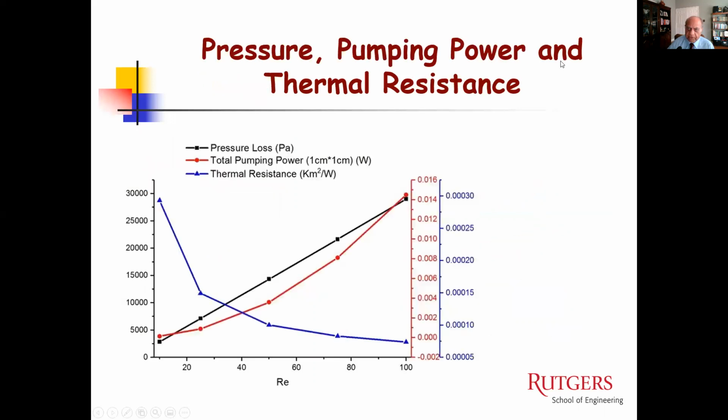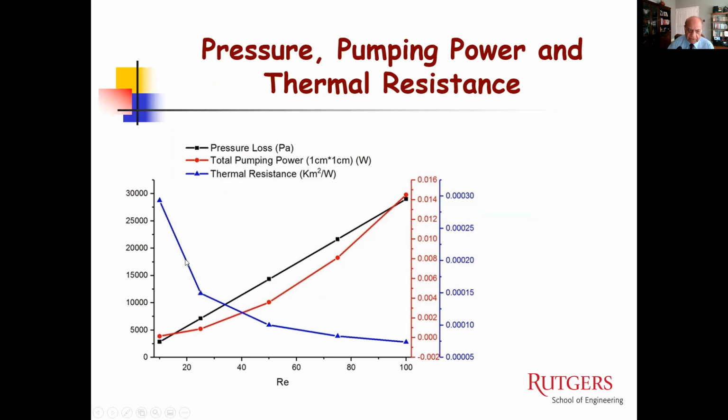This is showing pressure, pumping power, and thermal resistance as a function of Reynolds number, which is really dependent on the flow rate. And as you can see, if you go to higher and higher Reynolds number, typically the pressure goes up and the pumping power goes up, as you can see from here. As expected, the velocity is higher. You end up with a larger pressure drop that is needed to make that flow occur.